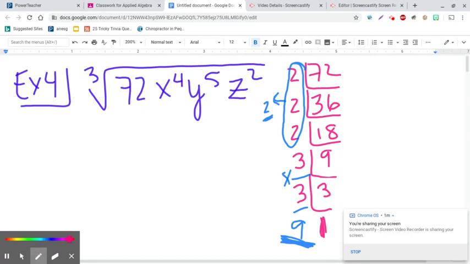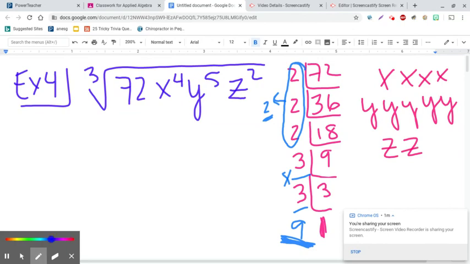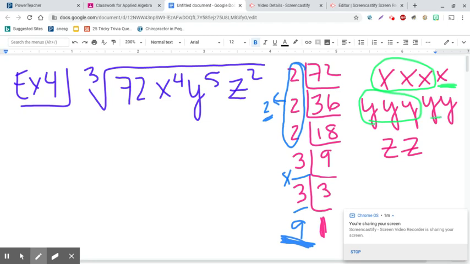So let's look at our variables now. We have 4 x's. We have 5 y's. And we have 2 z's. Now, we need groups of 3, right? Groups of 3. Here's a group that's left over. Here's a group that's left over. There's only 2 z's, so they're going to stay inside. All right, everything I circled is going to come out.